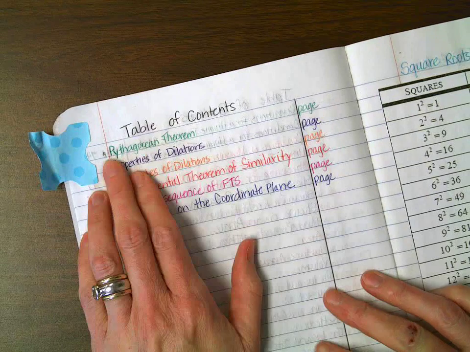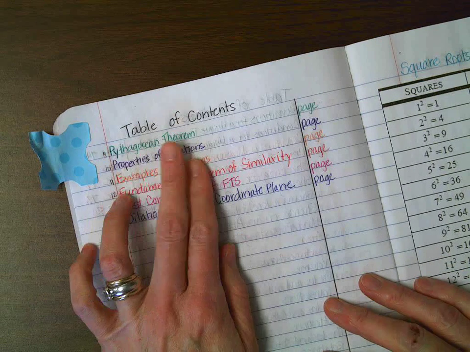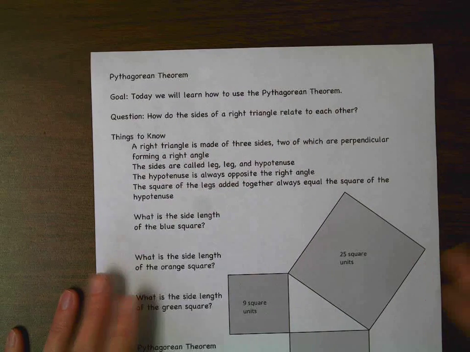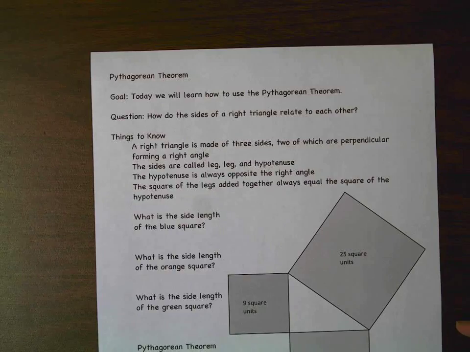We are working in Module 12, and this is Lesson 9, and it is called the Pythagorean Theorem. Now, some of you are thinking, especially if you were with me clear back in 6th grade, that this might sound and look familiar to you. The goal for today: we will learn how to use the Pythagorean Theorem. The question that I want you to think about is, how do the sides of a right triangle relate to each other?